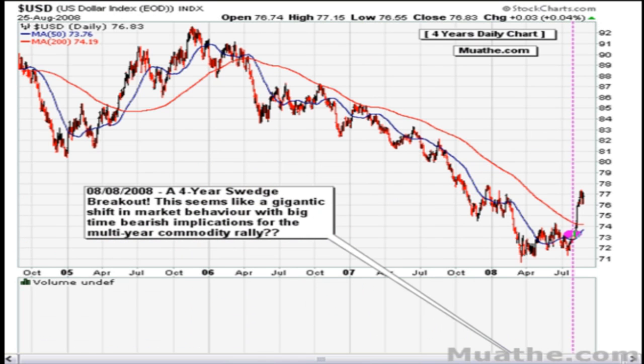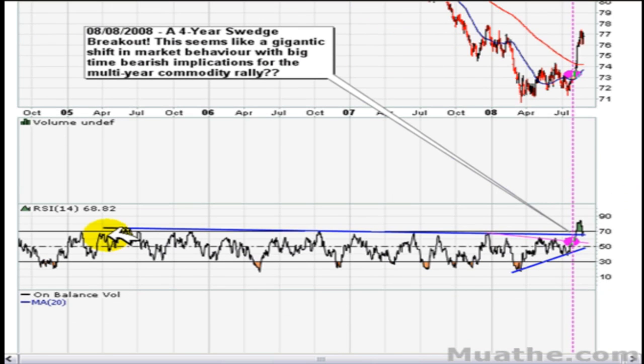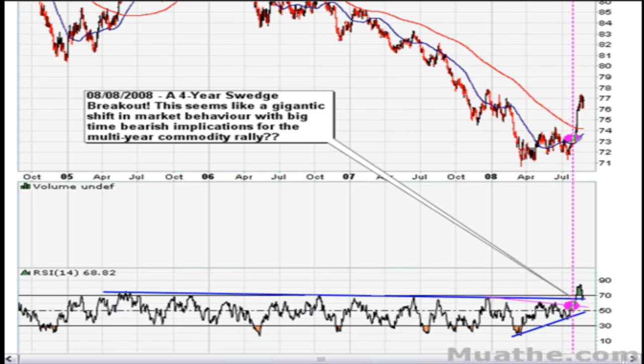Let's take a look at the US dollar. Now, the US dollar has been on a slump for many years, and it had made a high in 2006 that has been forming, that has not been broken.